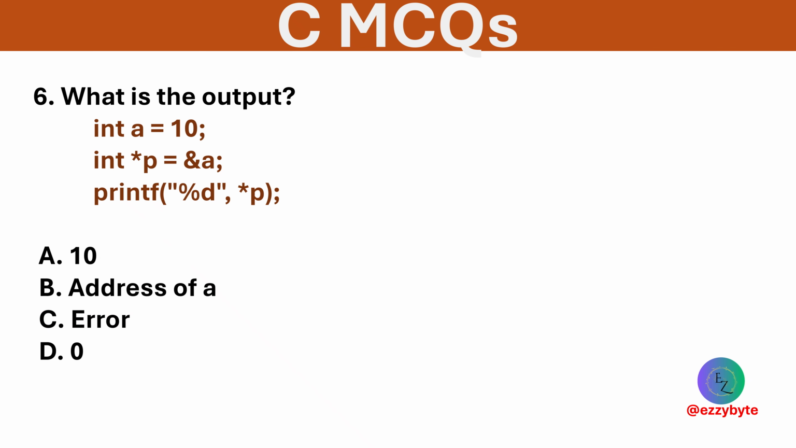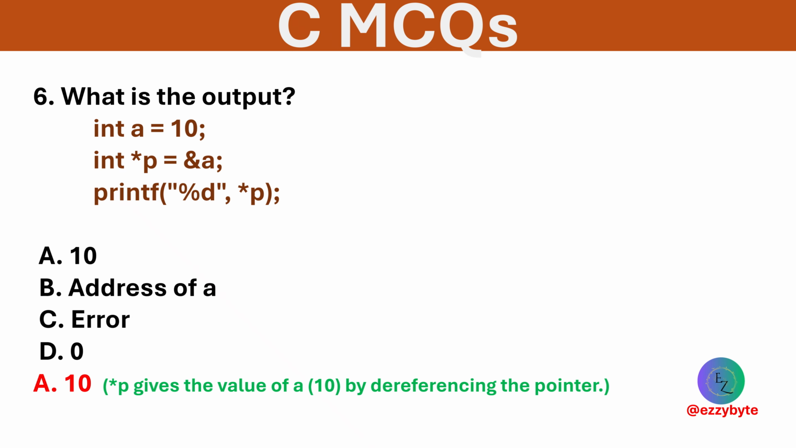What is the output of the following? Options are 10, address of A, error, and 0. Option A is correct. Pointer P gives the value at address which is 10.